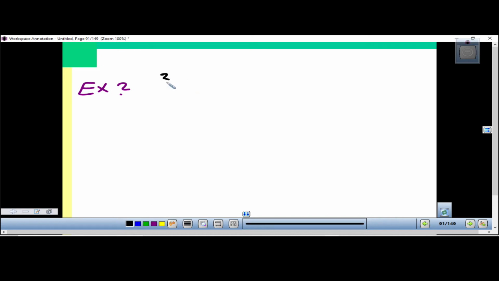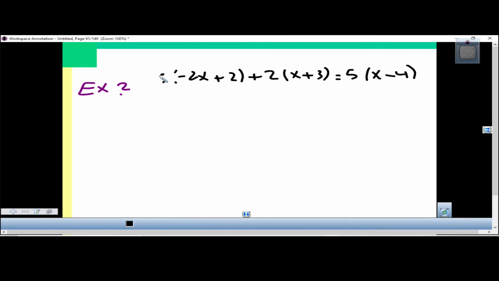3 minus 2x plus 2, plus 2x plus 3 equals 5x minus 4. Okay, we need to solve this equation, and remember this is one variable only, one variable. So somebody, if you would like to try this with me, you could mic up and start talking to us.